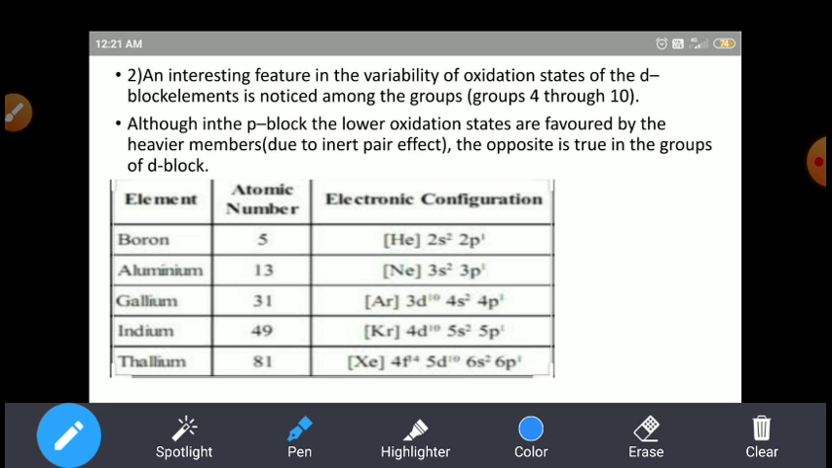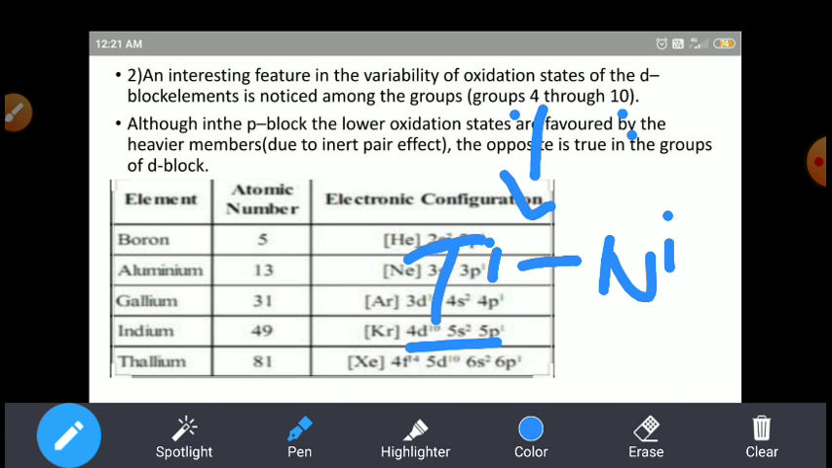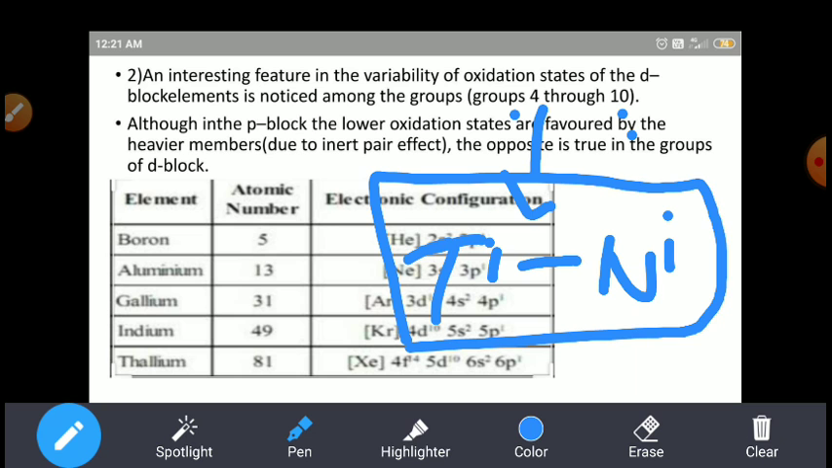An interesting feature is that the variability of oxidation state of the d block elements is noticed among the groups from 4 through 10. From group 4 to group 10, that means from titanium, and group 10 is cobalt, nickel. From titanium to nickel we have to observe the variety of oxidation states.